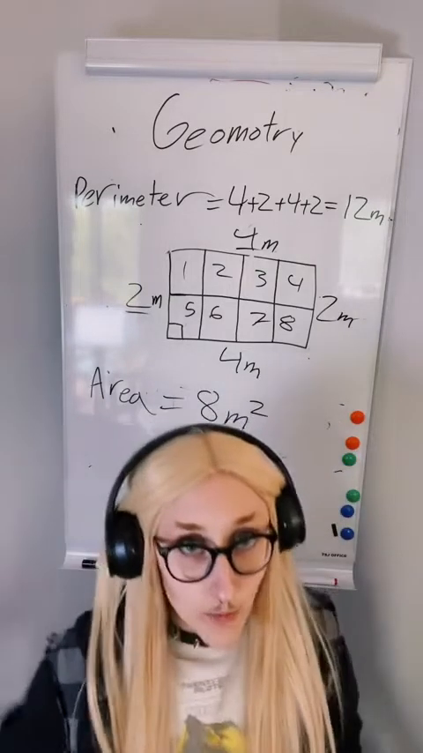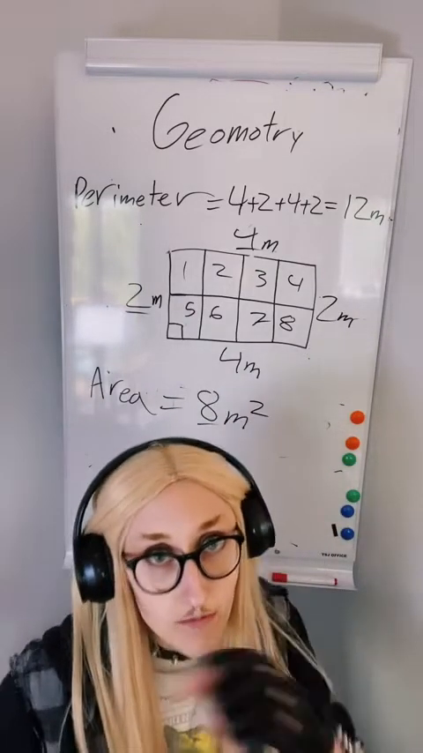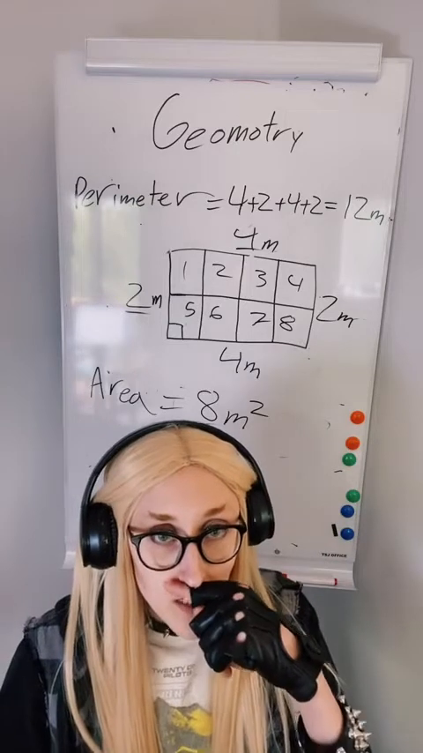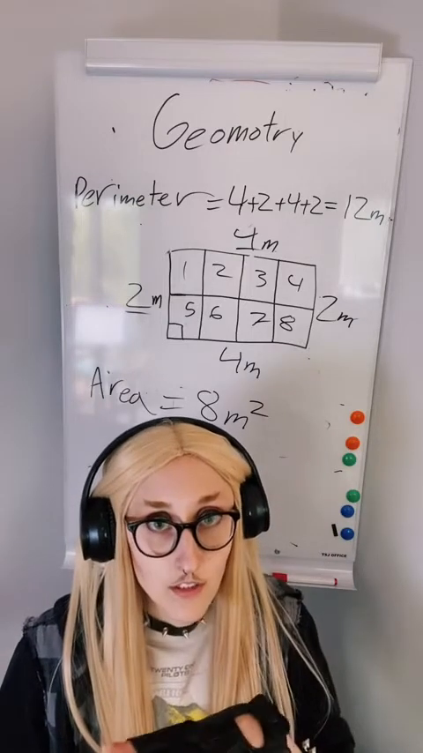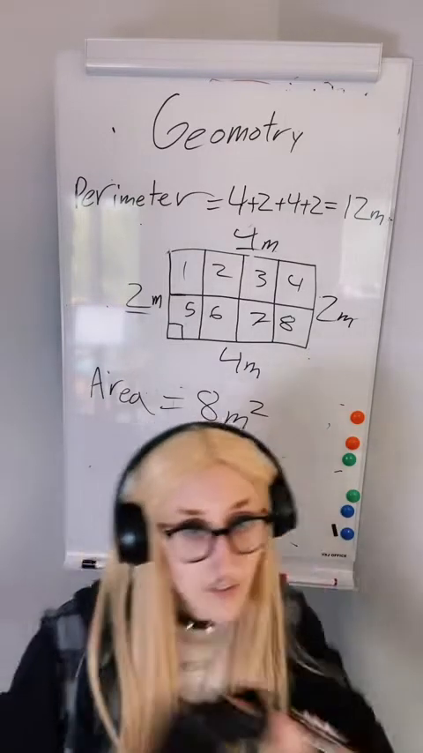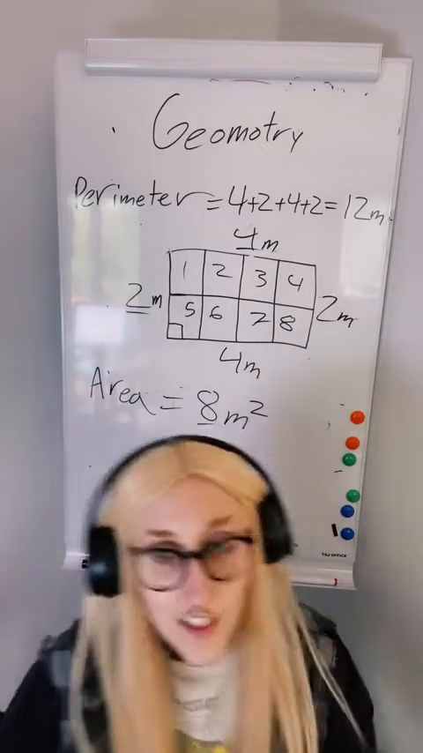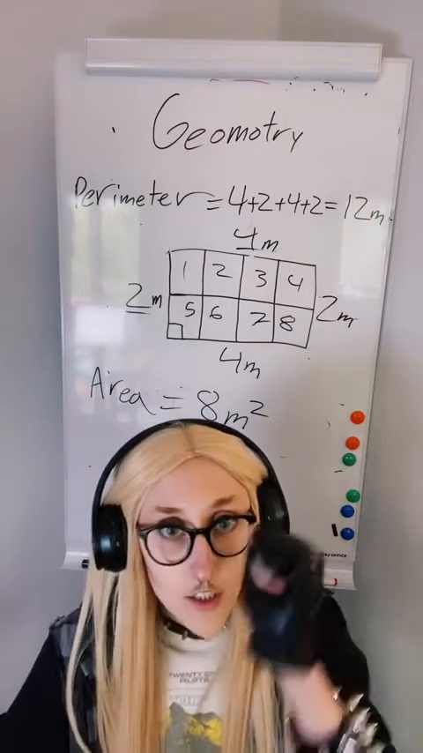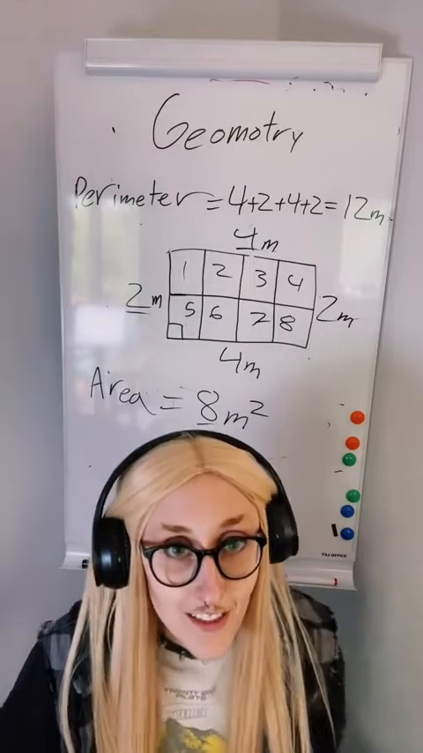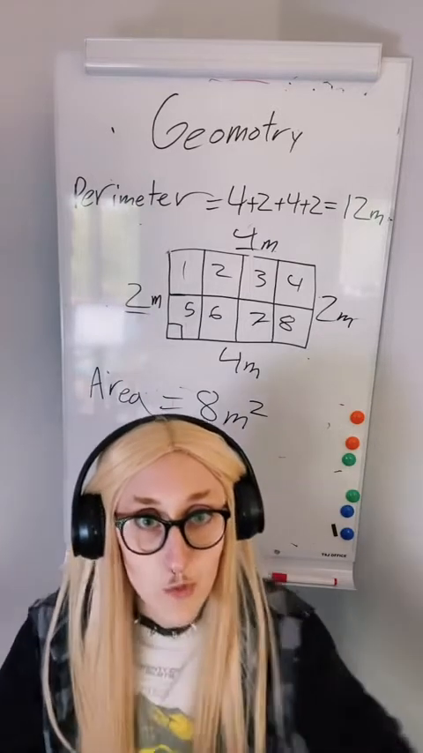So yeah, we're bringing it back to that very simple thing, okay? Does anyone have any questions on that? Perimeter, round the outside. Area, literally counting the squares. Literally counting the squares we make.